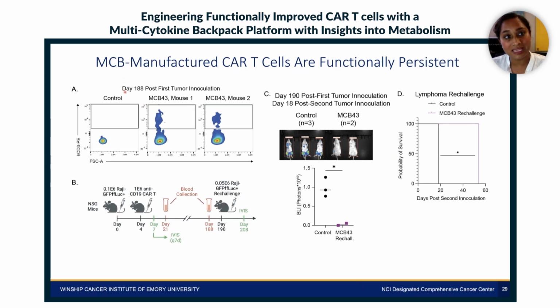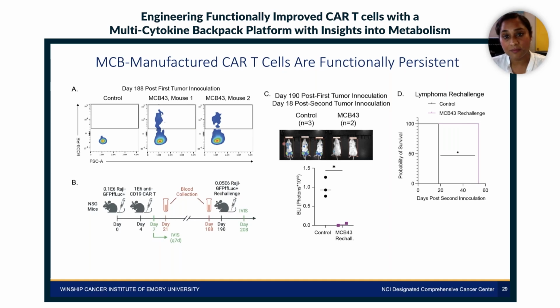And so if we look at day 188 post first tumor inoculation, we can see that these two mice still had circulating CAR T cells in their periphery. And so we decided to re-challenge them to see if these T cells were still functional. In order to do this, again at day 188, we saw that they had T cells. We re-challenged them with half the dose of Raji tumor cells, and then we IVIS them.